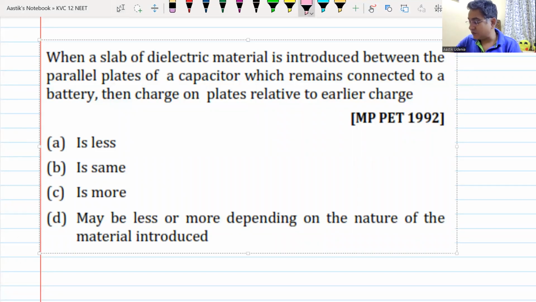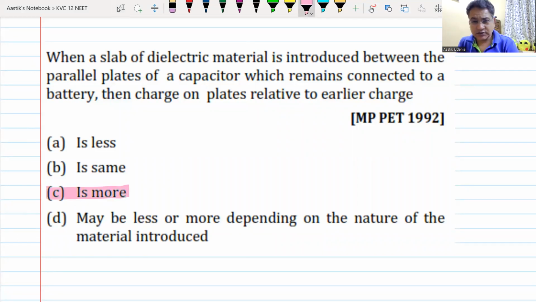It will be more charge. When the capacitor is connected to the battery, charge becomes K times, while voltage and electric field remain the same. So that is what I was looking for in the answer. And I hope we have understood this. Yes or no? Yes, sir. Pakka? Pakka, sir.